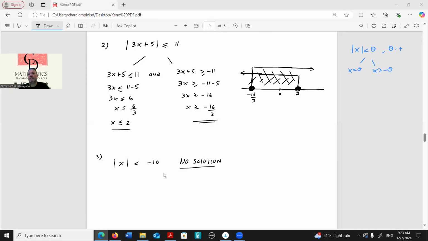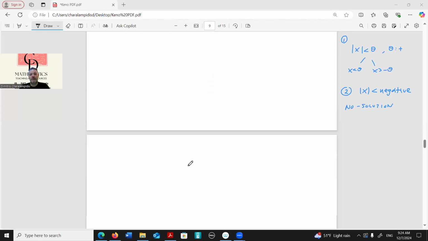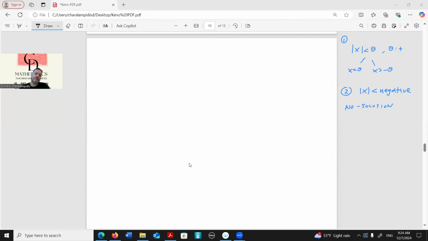Let me write it here as well at the right. Absolute value of x smaller than something negative: no solution. Let's move on with the next type of inequality. And let's begin as well with another inquiry.